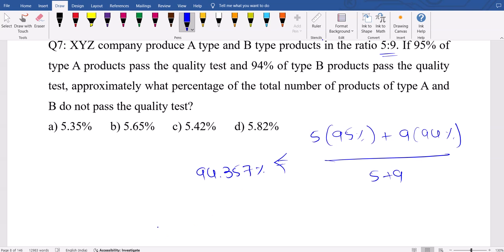The remaining are not passed. This is regarding pass, so what is leftover is 5.65 approximately. They do not pass the quality test. These people passed: 5 into 95, 9 into 94, divided by 5 plus 9.